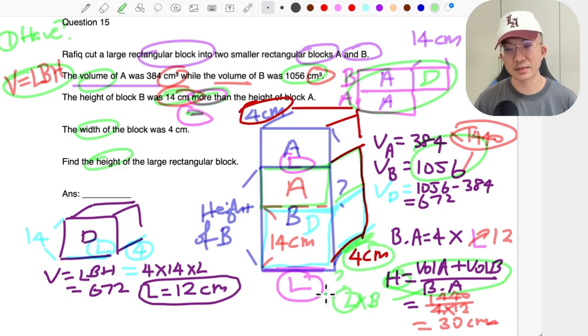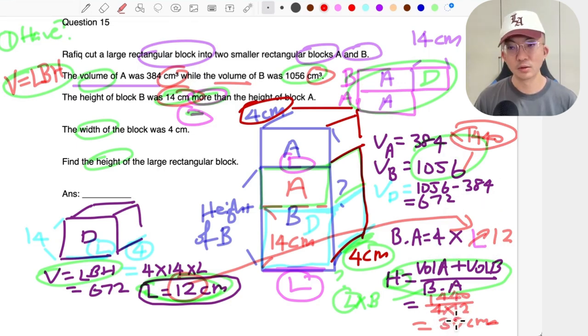So let's ask ourselves what we haven't used yet, which is the 14 cm. Since we have a block D that is being cut out, block D is the difference between A and B, which is 672. And we know that the volume formula is LBH. B is 4, H is 14. Now we can find L. So once we find L, we insert L inside here. By filling in L, which is 12, you can find the base area. Then you can find the full volume, which is already found here. Divide by base area, height is equal to volume over base area. And that's it.